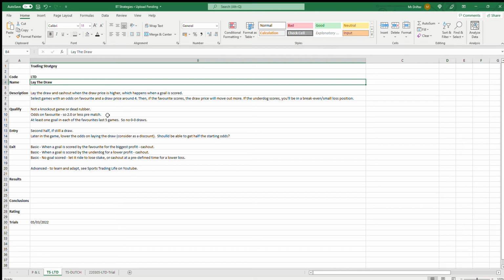There'll be a price that you can lay the draw at, and when you lay against the draw, what you're saying is I don't think the match will end in a draw. It'll be either Liverpool win or Man United win. So basically, once a team scores in that game, then the draw price will increase. So then you can cash out of your lay bet and make some profit.